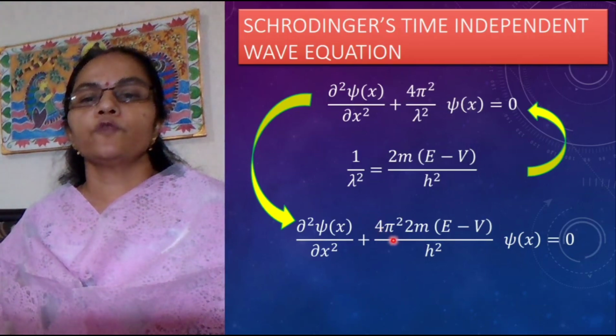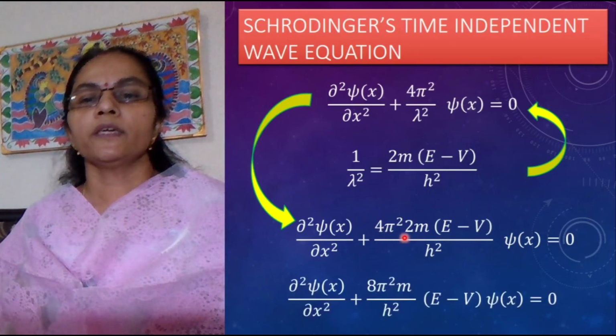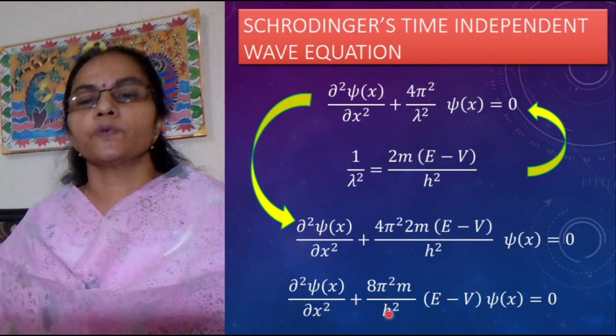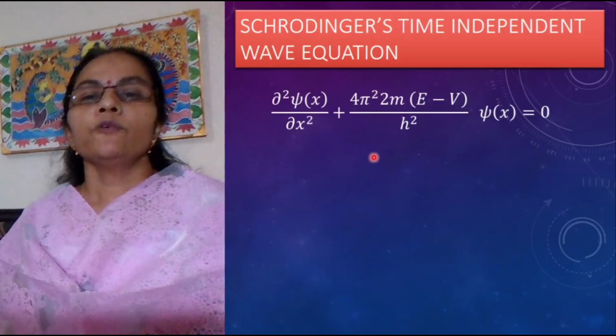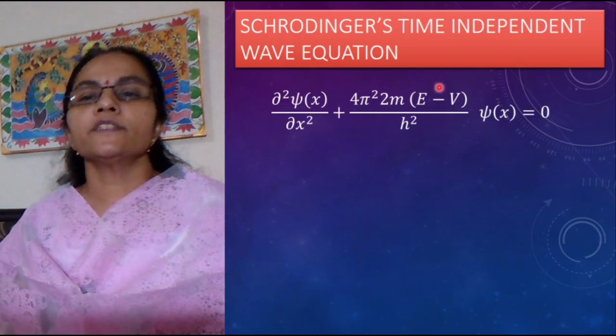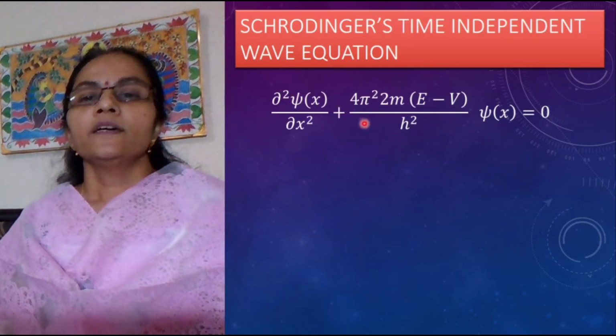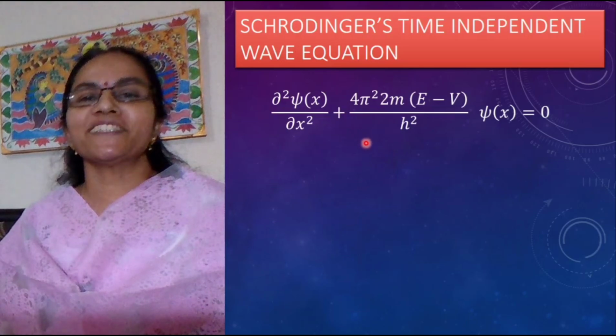Here again this 4 into 2 will be 8. So del square psi by del x square plus 8 pi square m by h square E minus V into psi of x is equal to 0. Now we will do some modifications to this equation. Let us see what the modification is.